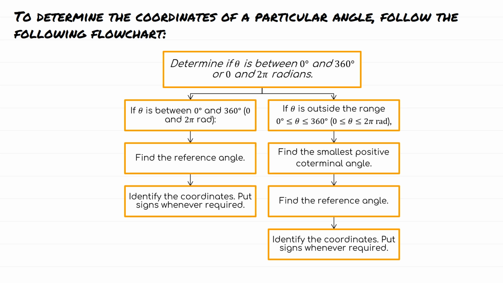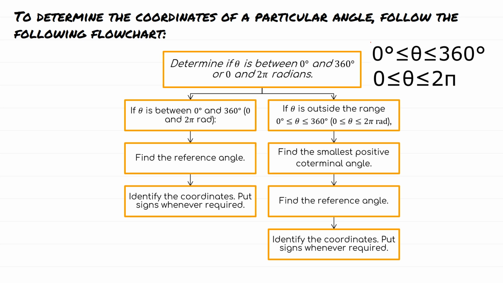So, first, identify muna natin if your theta is between 0 and 360 degrees or 0 and 2 pi radians. Pag sinulat ko yan, 0 degrees less than or equal to theta less than or equal to 360 degrees. Or kung naka-radians naman, 0 less than or equal to theta less than or equal to 2 pi. Ito yun siya.